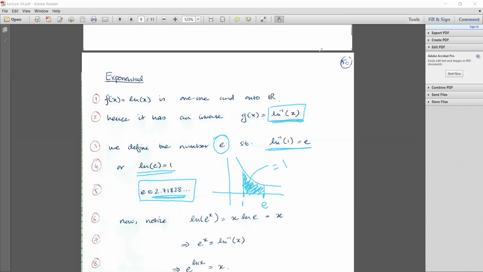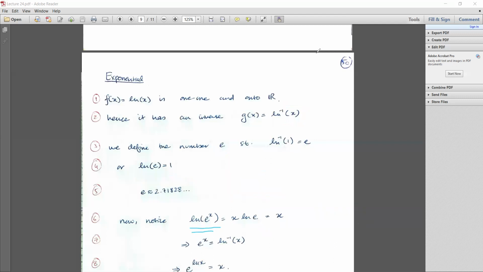Now, notice that the natural log of e raised to power x, which is just x times ln e, is x, because ln e is equal to 1. We defined e to be the number such that ln e is equal to 1. So ln of e raised to power x, using the properties of logarithm, becomes x times ln e. ln e is equal to 1, and so this is just x. So that means that ln of e raised to power x is x.